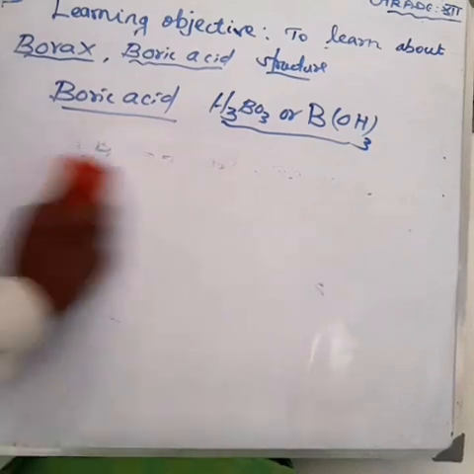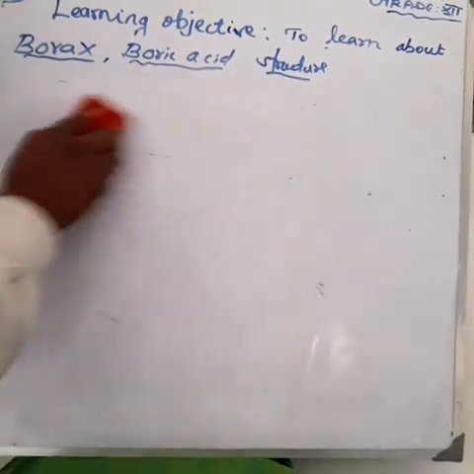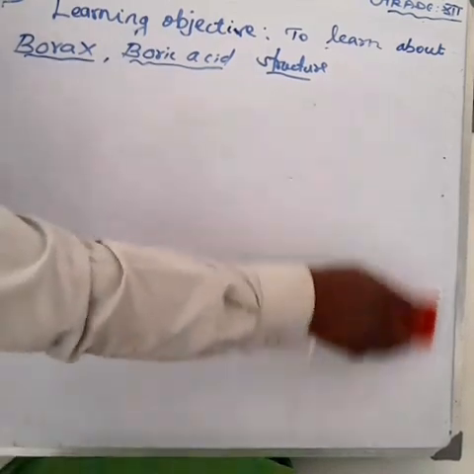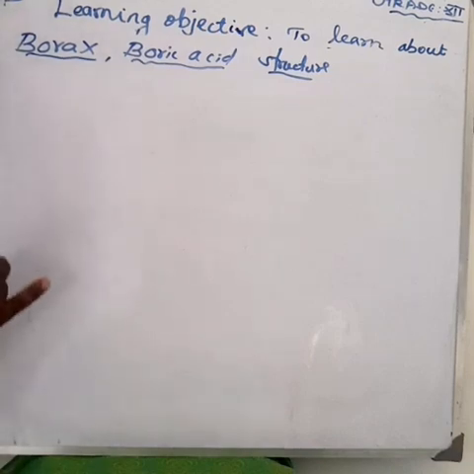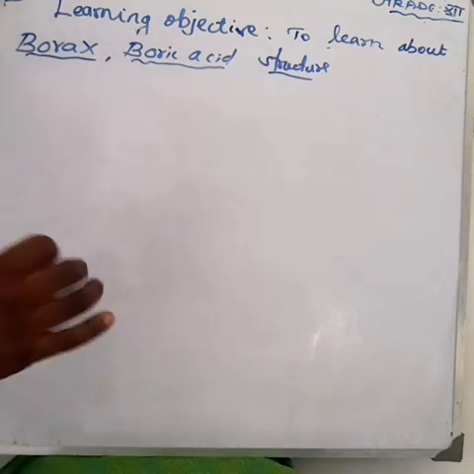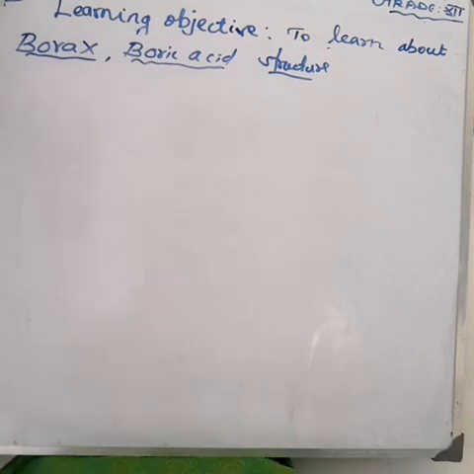Next, what are the properties of boric acid? It is a colorless, transparent crystal. It is a very weak monobasic acid. It accepts the OH minus hydroxyl ion rather than donating a proton. Can you understand, my dear children? This boric acid accepts hydroxyl ion, don't forget that.